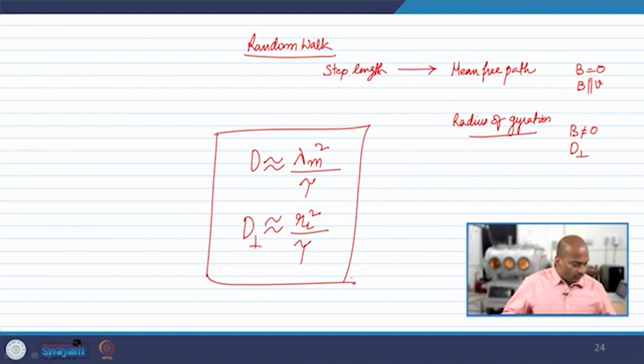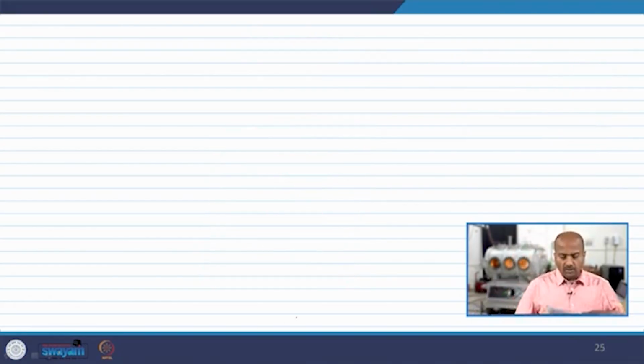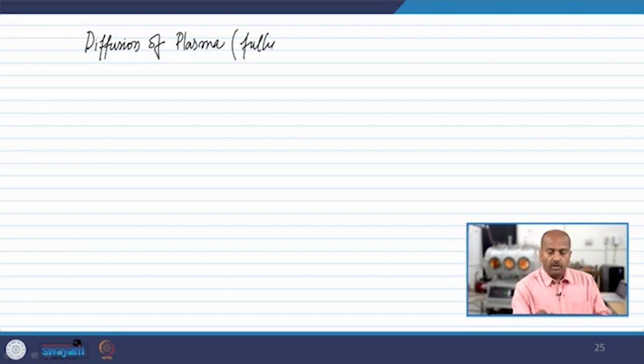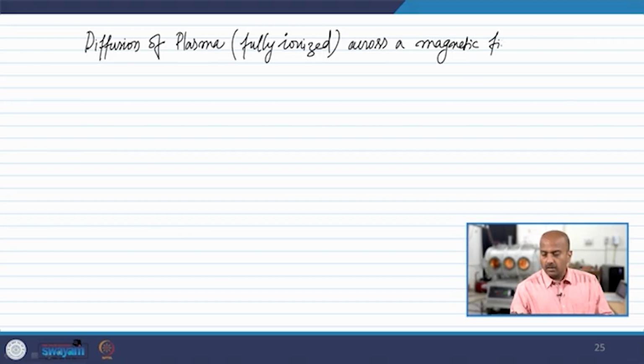Right. Now, moving on, we will try to understand how the diffusion process can be seen for a strongly ionized plasma or fully ionized plasma. So, this discussion is actually the next topic, which is diffusion of plasma, fully ionized, across a magnetic field.